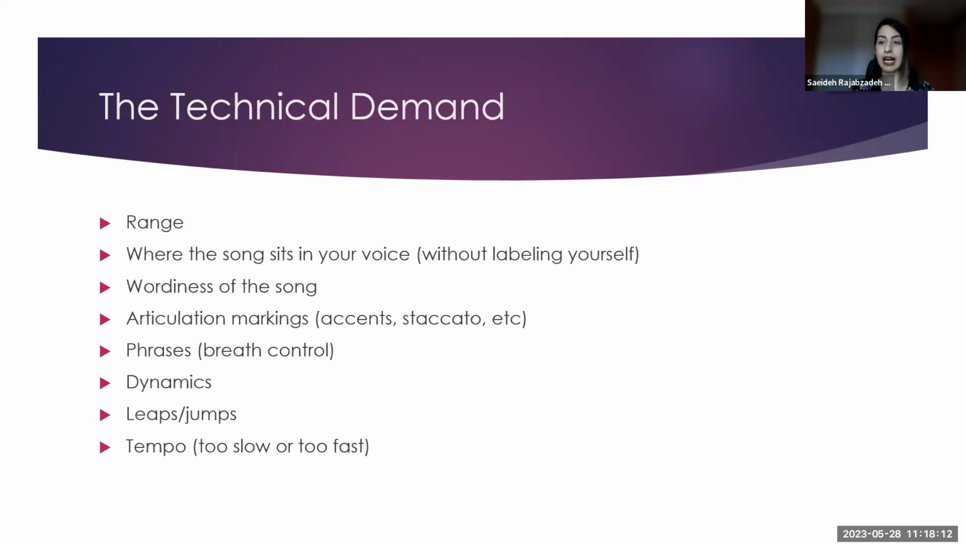Now we're going to look at the technical demand of the song. A lot of these overlap with the musical elements, but I included a few things that are more important. So the range and where the song sits in your voice. I'm not really a huge fan of labeling people like soprano, mezzo soprano, because a lot of times humans are anything but labels. We're anything but boxes that we put ourselves in. So I'm kind of against labeling singers, but rather just seeing where your voice sits most comfortably.